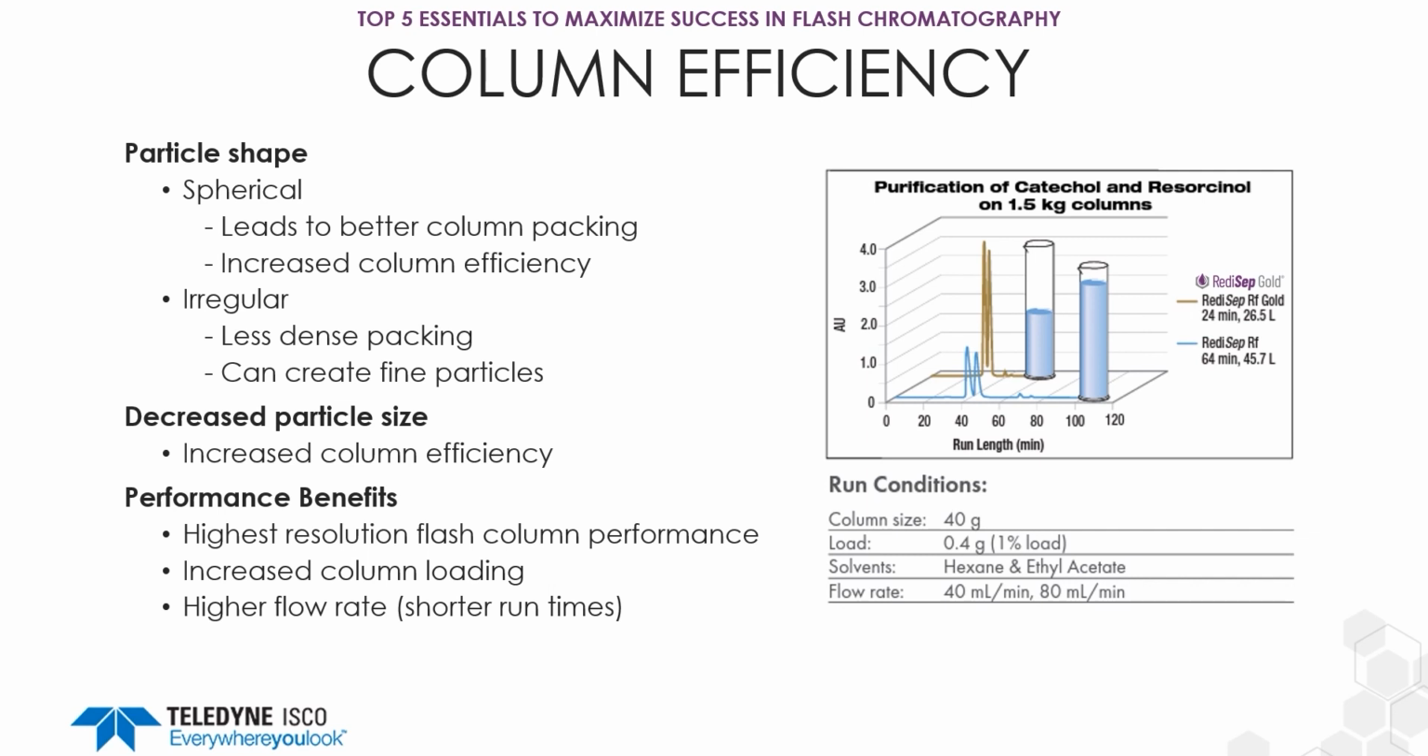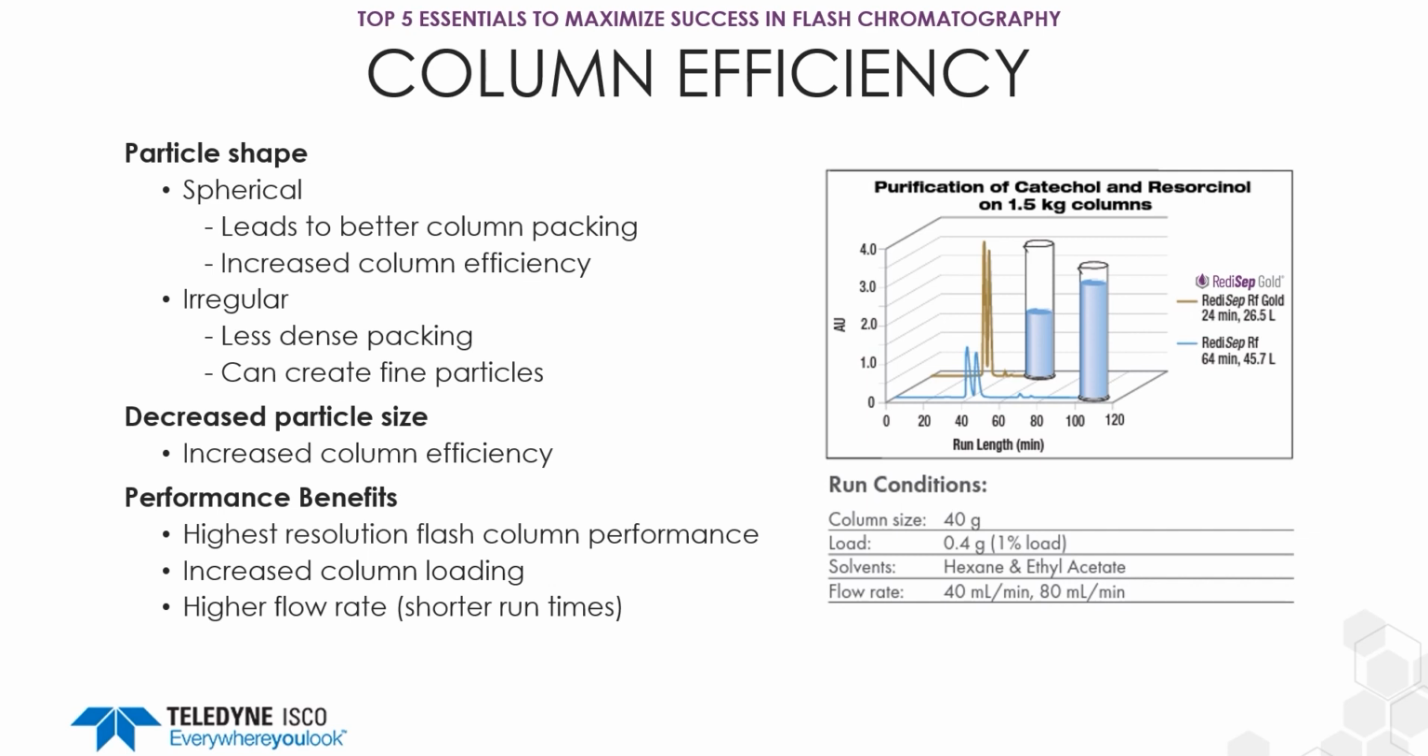Now if we compare that to the ReadySep material, that's going to take over an hour. It's going to take 64 minutes and it's going to take 45.7 liters of solvent. So if you have an efficient column with small particle size, spherical shape, you're able to increase your flow rates, which is going to lead to quicker times, and it's going to reduce your amount of solvent. So that's going to save you money and it's going to save you time.